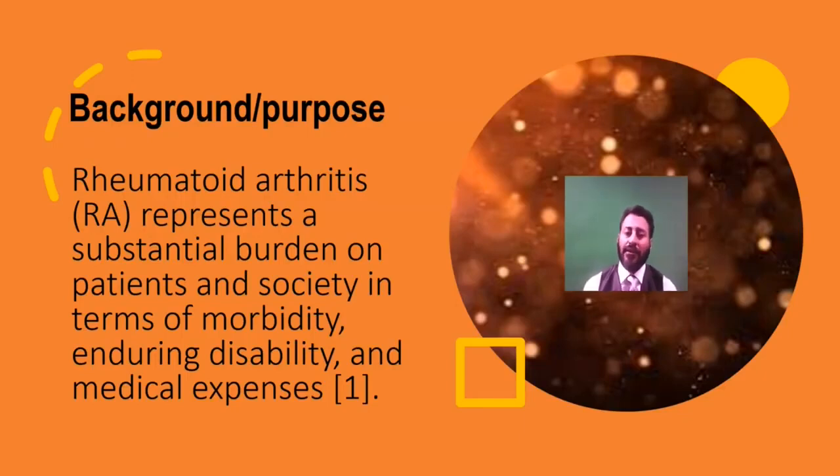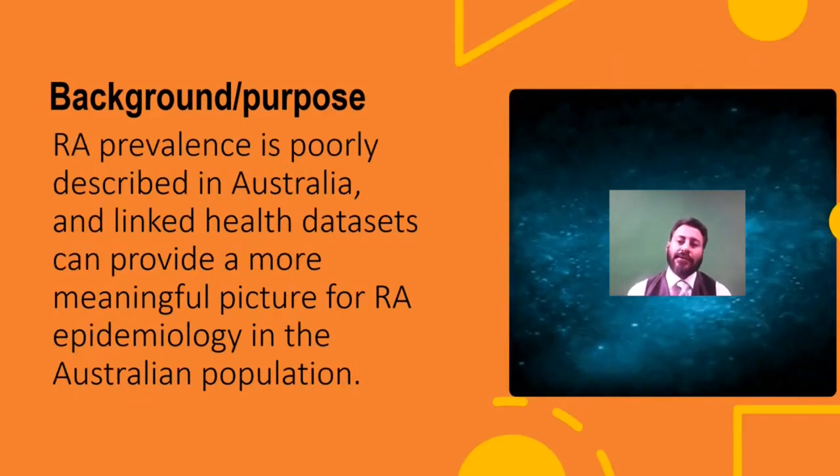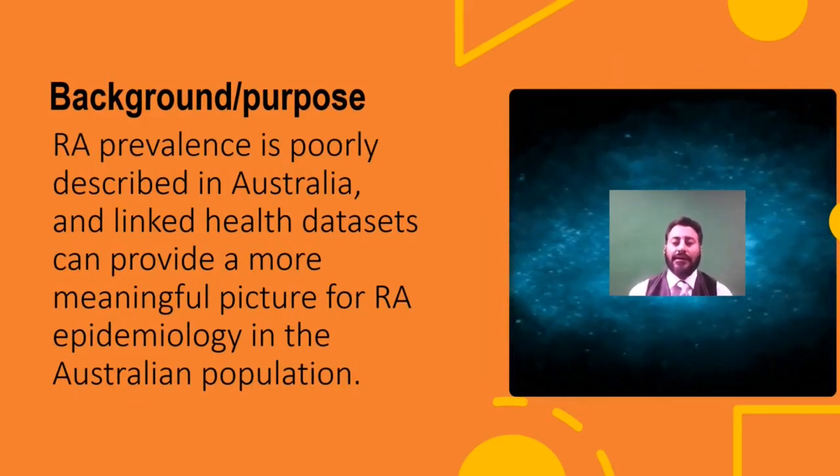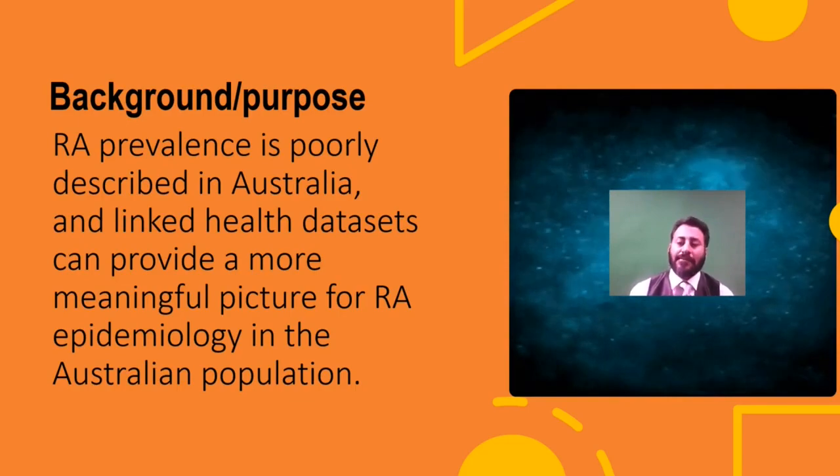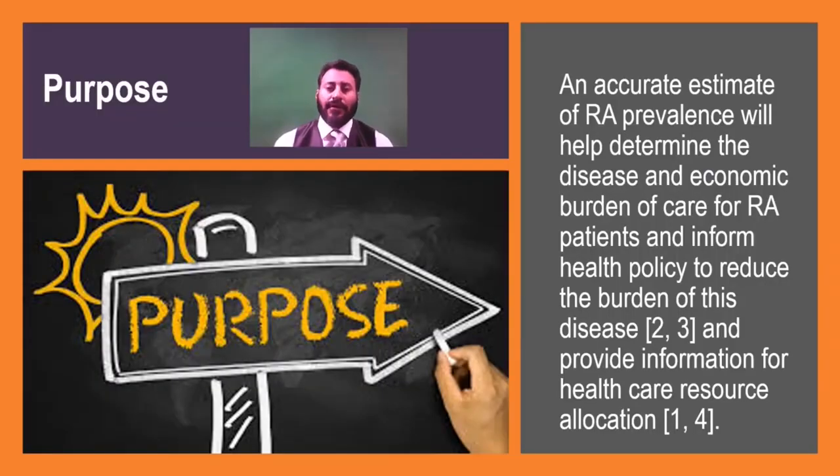The background: rheumatoid arthritis represents a substantial burden on patients and society in terms of morbidity, enduring disability and medical expenses. Rheumatoid arthritis prevalence is poorly described in Australia, and linked health datasets can provide a more meaningful picture for rheumatoid arthritis epidemiology in the Australian population. The purpose of our study is that an accurate estimate for rheumatoid arthritis prevalence will help to determine the disease and the economic burden of care for rheumatoid arthritis patients and inform health policy to reduce the burden of this disease and provide information for healthcare resources allocation.